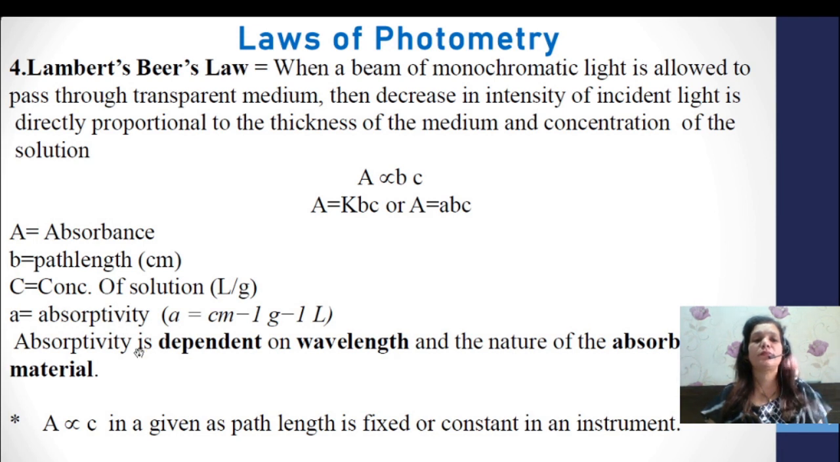Absorptivity is independent of the wavelength and nature of the absorbing material. In the case of your instrument, generally the path length b remains constant as we are using the same instrument throughout the experiment. So A is directly proportional to C, and this is the equation we utilize during measurement.